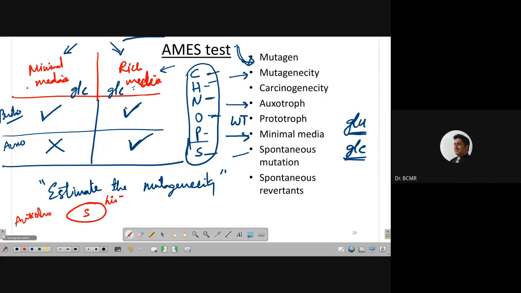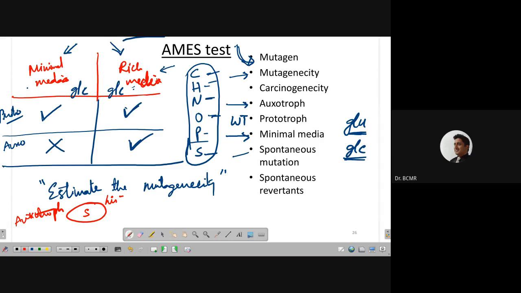What would the prototroph be? The prototroph will be able to synthesize its own histidine from basic components. Whereas in this particular strain, the Salmonella is His minus. That means it is deficient in the ability required to synthesize histidine. Histidine is an amino acid synthesized by several enzymes, from scratch or by conversion from other molecules.